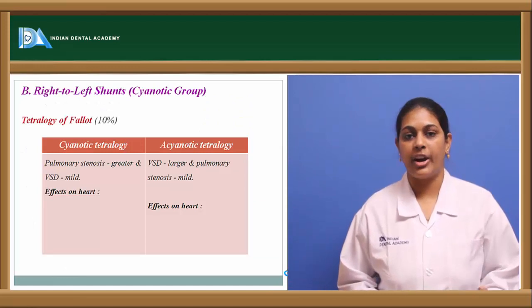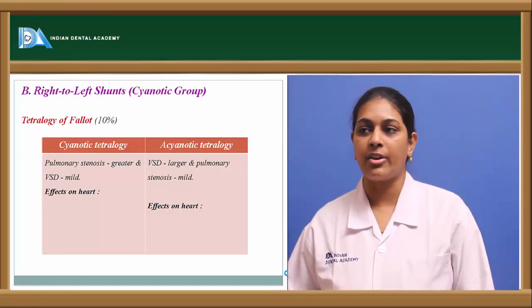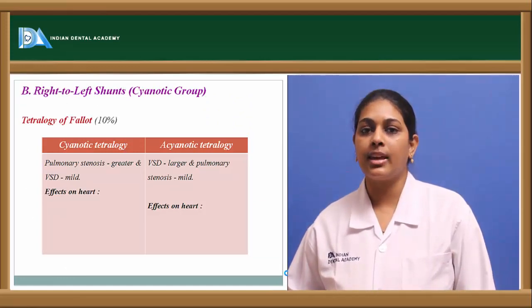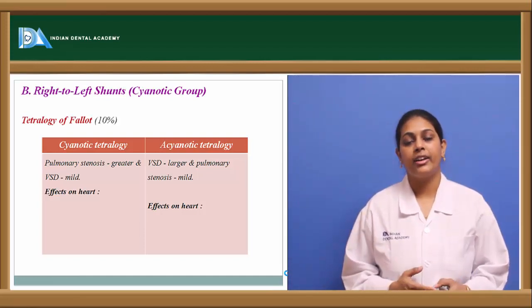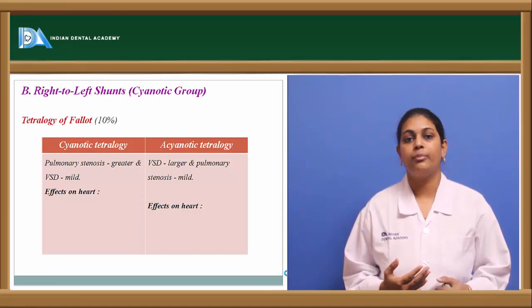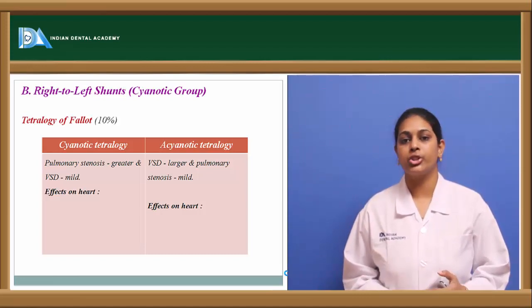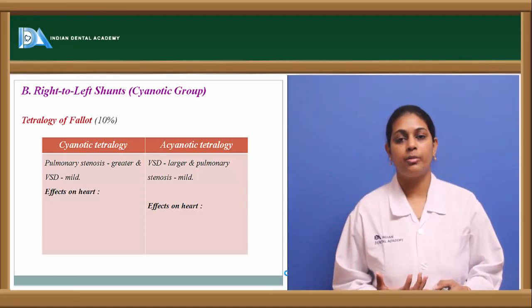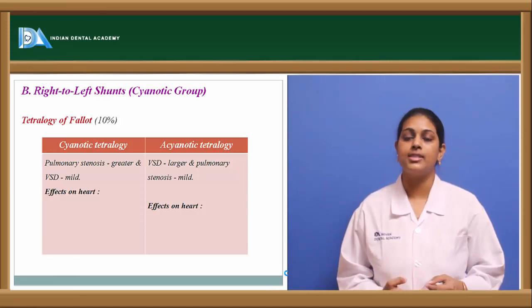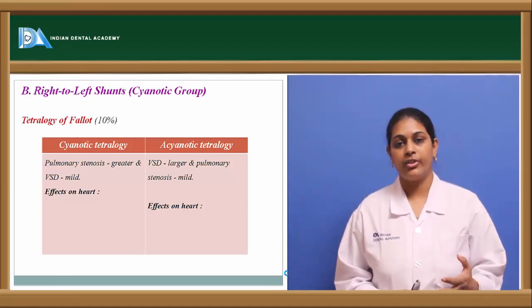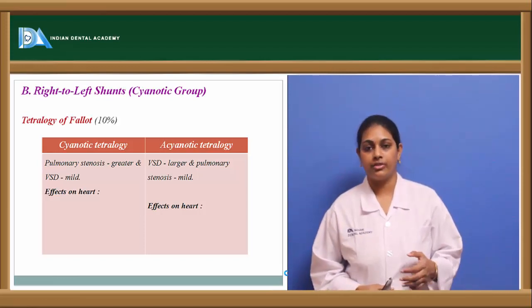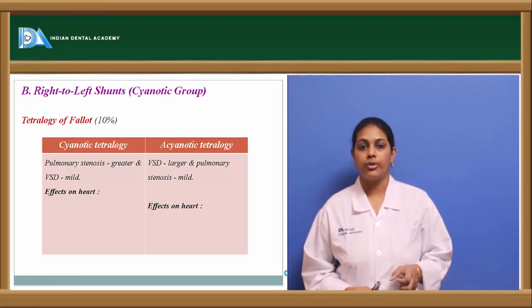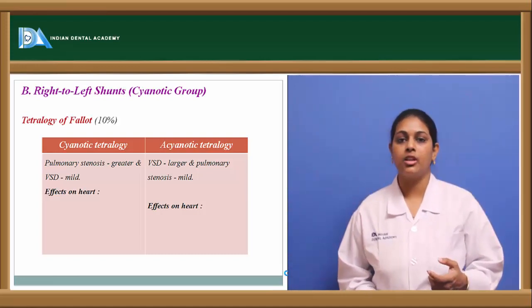Coming to the right to left shunt, which is also known as the cyanotic group, in this case we see that there is pumping of blood from the right atrium to the left side. Rather than purified blood being pumped, it is deoxygenated blood, and this deoxygenated blood results in cyanosis, so it is known as cyanotic. The features of this right to left shunt are seen in tetralogy of Fallot, which contributes to 10% of all congenital heart disease.